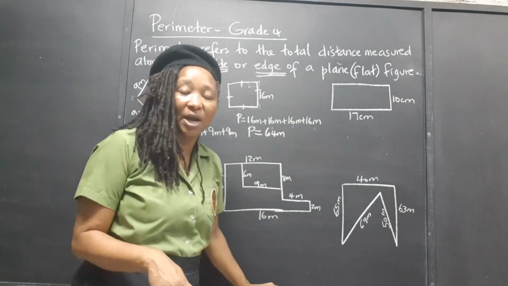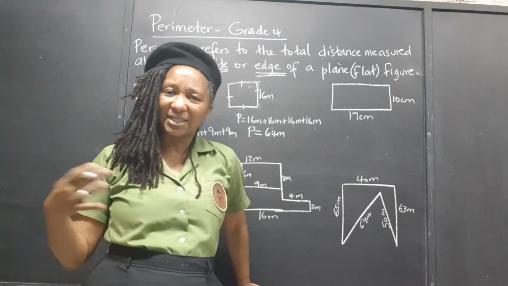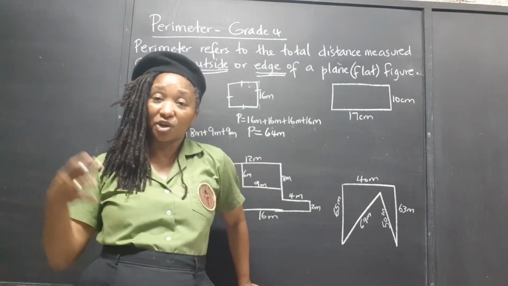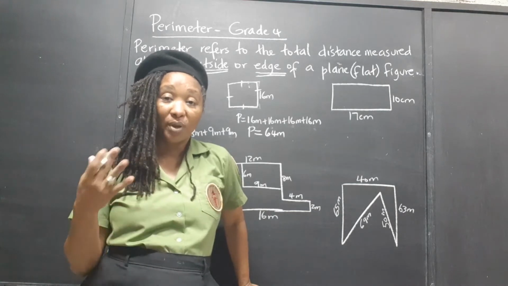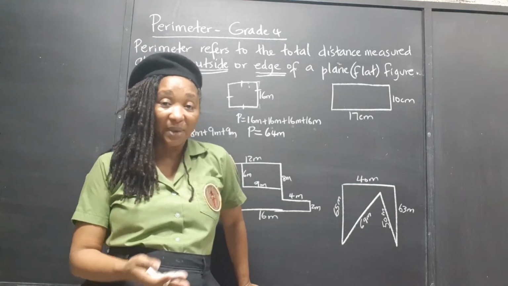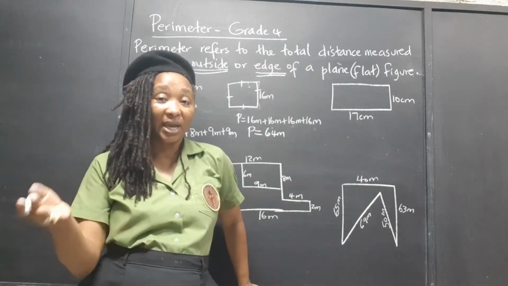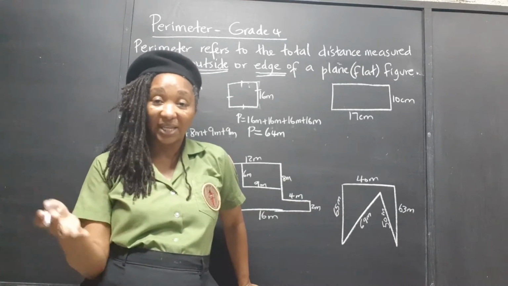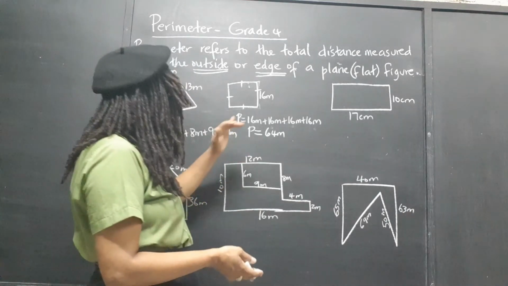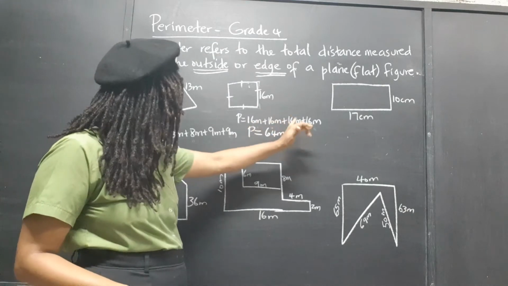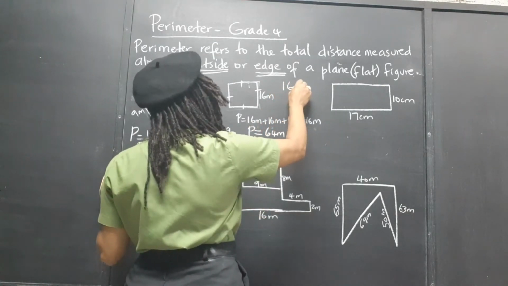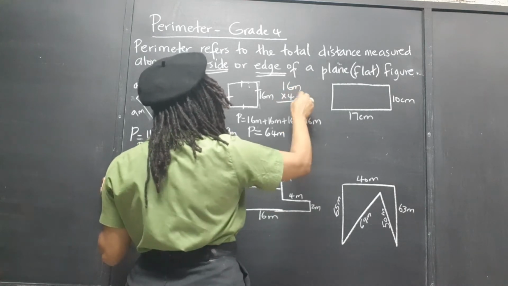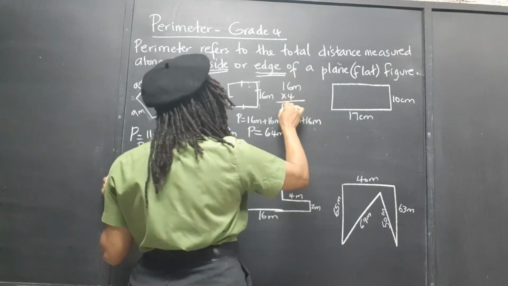What's the shortcut that we can use instead of adding the same thing over and over again? What's the shortcut? Multiplication. When we multiply, it's the same as adding the same thing over and over again. We just multiply that many times. So if we're adding 16 4 different times, we can just go straight and say 16 times 4, which gives us 64.